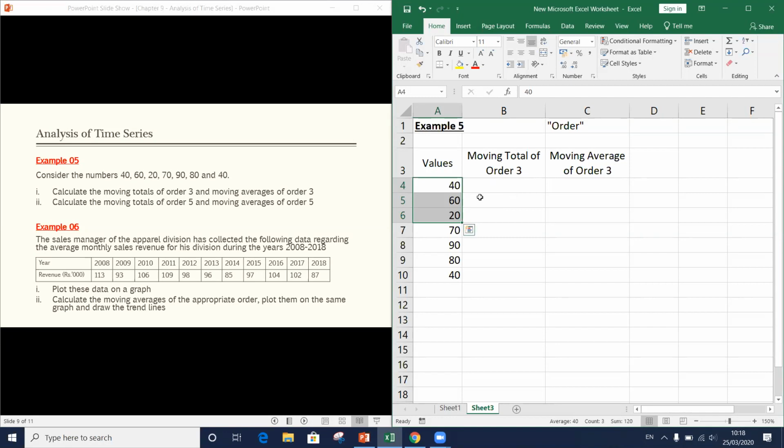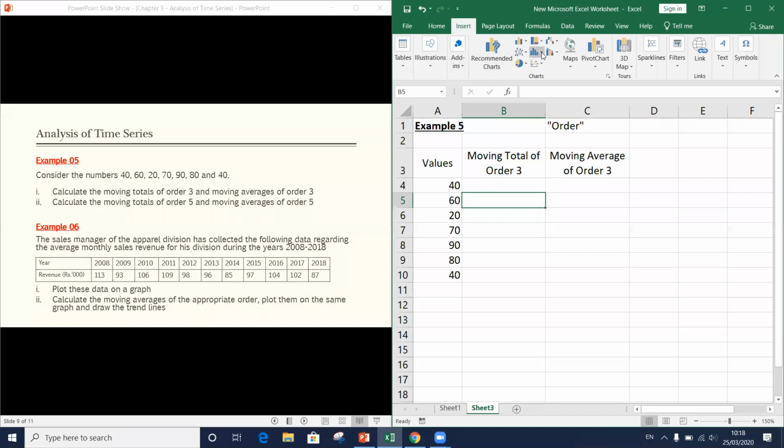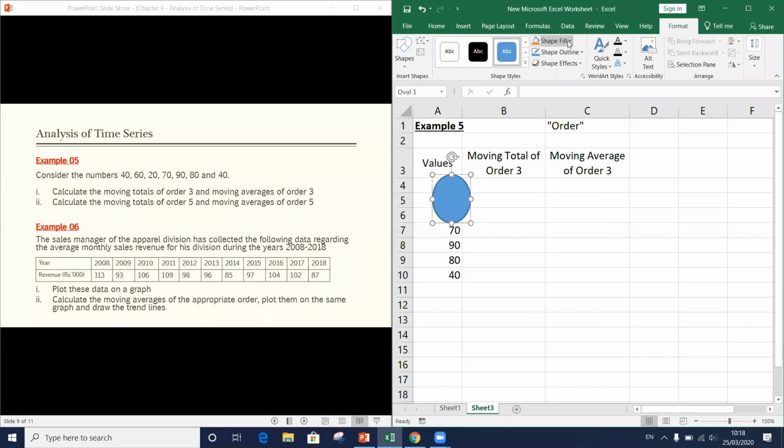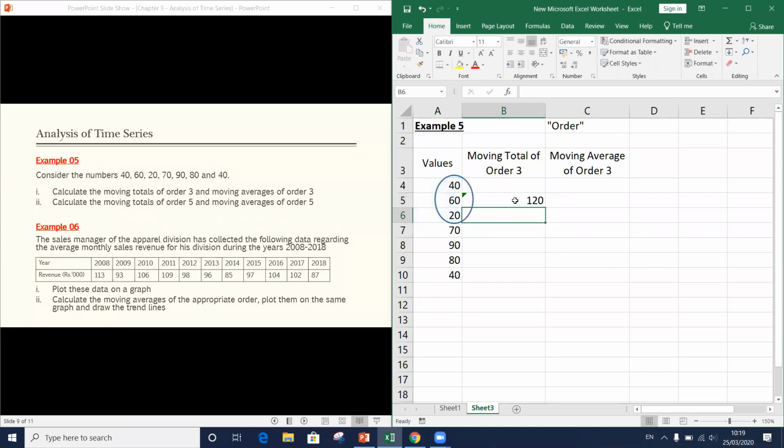So if we consider the first group, this one, 40, 60, and 20. What is the total of this group? This is why I say order 3: I have considered only 3 elements. So I want the total of this. That is what I call the moving total. 40 plus 60 plus 20. The total is 120.